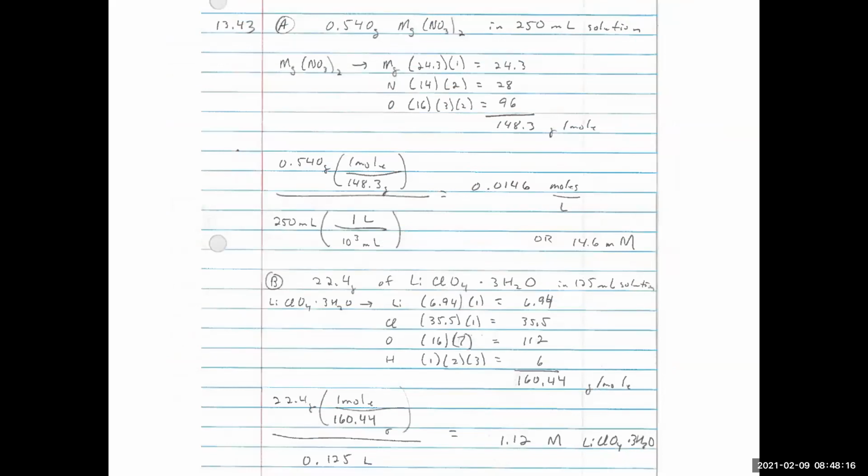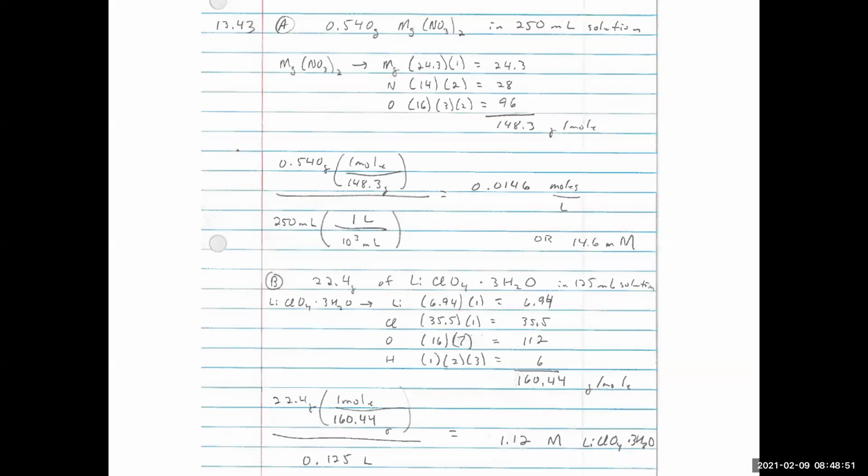Let's look at 14.43. In that one, we're told we have 0.540 grams of magnesium nitrate and 250 mils of solution. So as I was saying previously, I always like to calculate the molecular weight first. Go ahead and calculate the molecular weight for the magnesium nitrate, and you get 148.3 grams per mole.